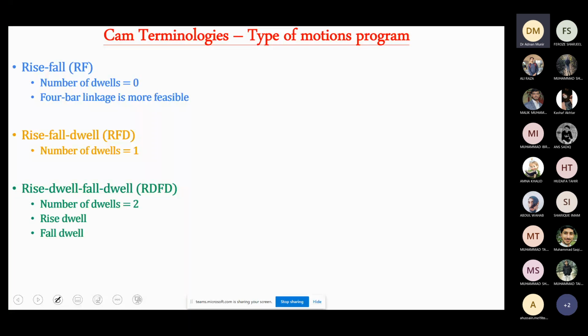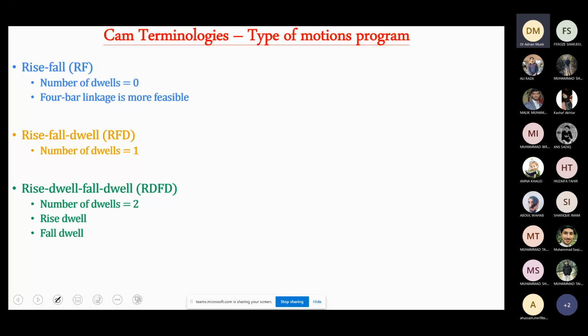So we can have two situations in that regard. We can have rise-fall-dwell. We'll discuss rise-fall later on, so for now, just remember this. It is also called RFD. In this case, the number of dwells is equal to 1. Then we have rise, dwell, fall, dwell, abbreviated as RDFD. In this case, the number of dwells is 2. So it has rise first, followed by a dwell, and then fall, followed by a dwell, right?